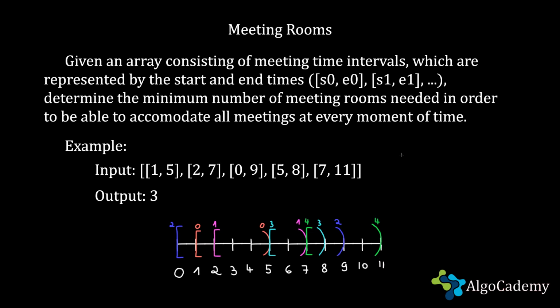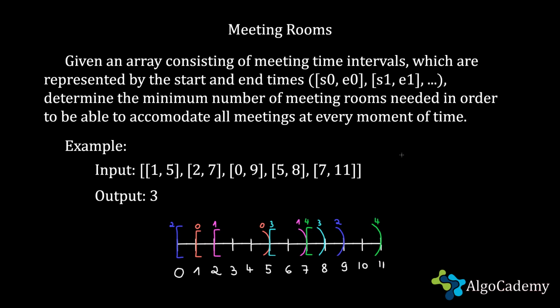Let's read the statement. Given an array consisting of meeting time intervals which are represented by start and end times, S0, E0, S1, E1, determine the minimum number of meeting rooms needed in order to be able to accommodate all meetings at every moment of time.